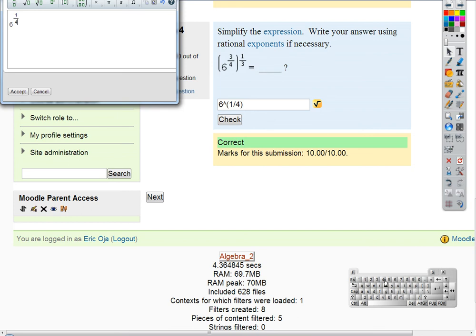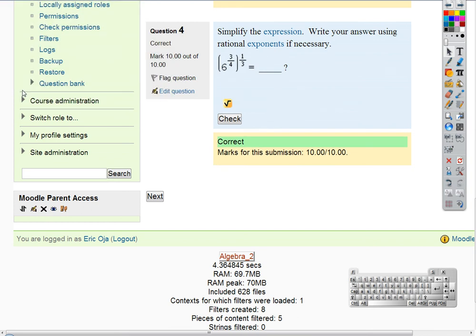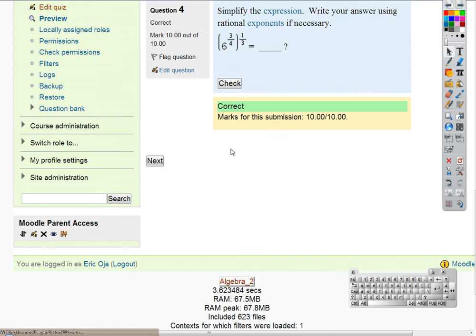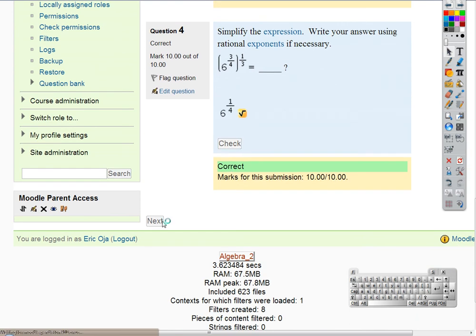And then you get an opportunity when I hit accept, before I even submit it, I can look at it and see, is that what I want? Yeah, that's what I want. So make sure you use that, the little editor. Okay.